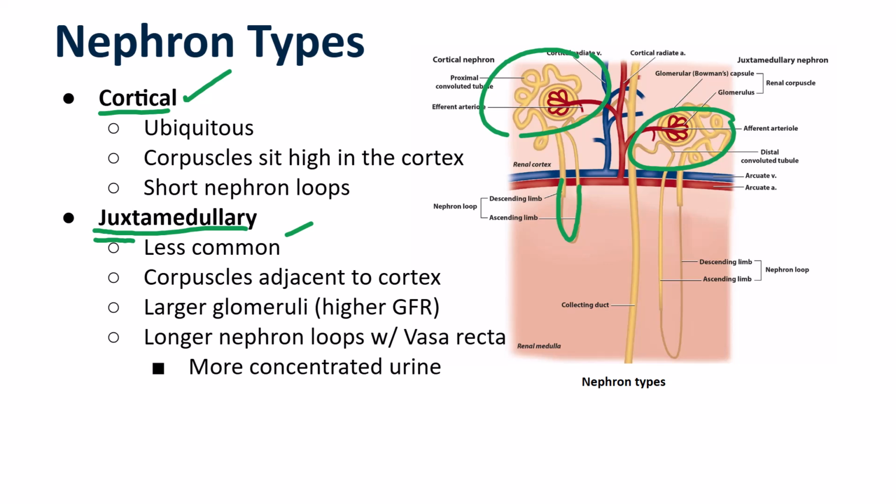And they tend to have larger glomeruli, which allow them to have higher glomerular filtration rates. They also have longer nephron loops, and these longer nephron loops are what allow them to further concentrate their urine. And it's with these long nephron loops that we have those vasa recta, or the straight vessels, that help to return the water back into the peritubular capillaries and cardiovascular system, such that we can pull out more water and maintain that more hypertonic environment.